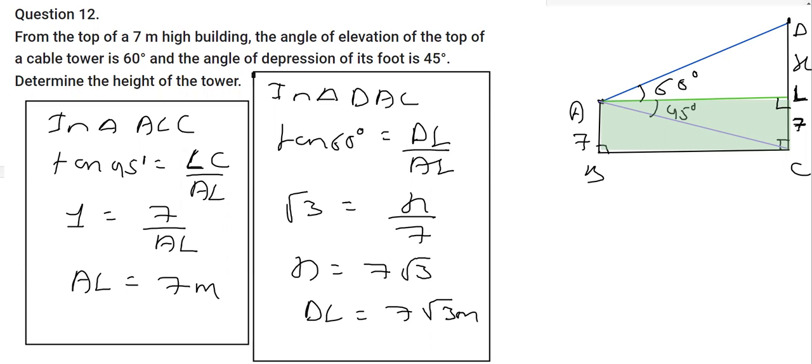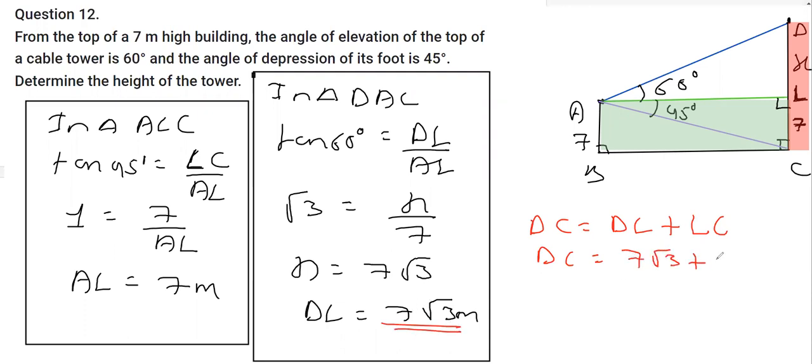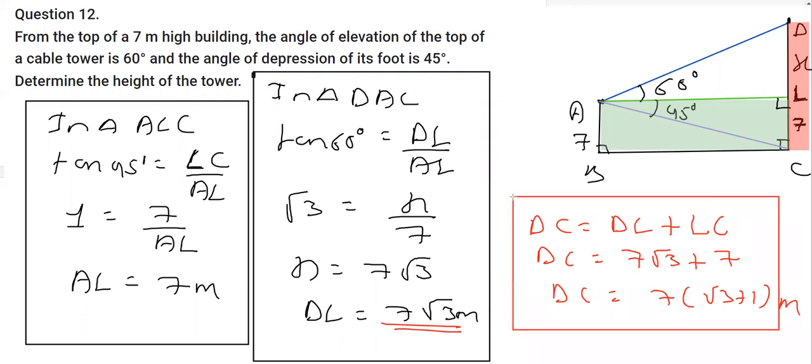But remember, we have to get the height of the whole tower, which is D to C, not DL. From the figure, you can see that this DC is actually DL plus LC. DL, which is X, has the value 7√3, which we calculated, and LC is 7. So if you take 7 common, it's 7(√3 + 1) meters. And that's the final answer for this question.